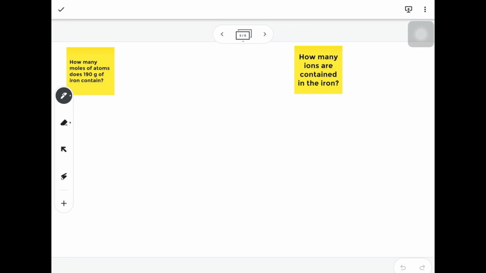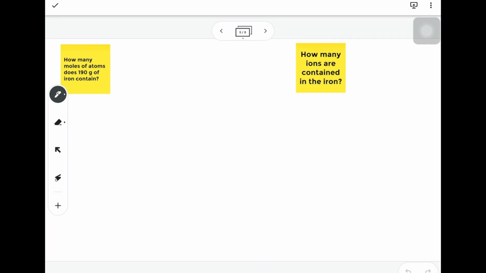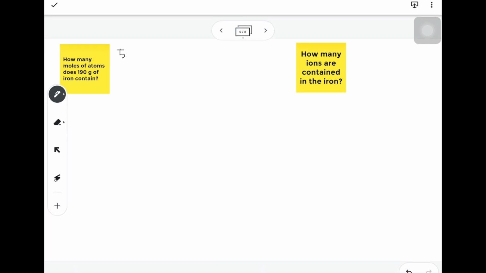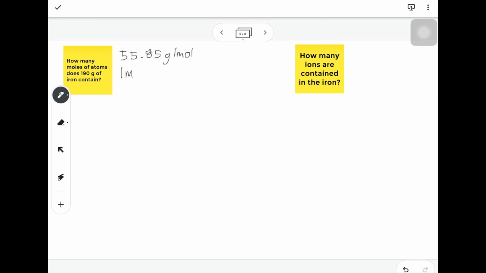For our practice problem, we have: how many moles of atoms does 190 grams of iron contain? So, the molar mass of iron is 55.85 grams per mole. For this problem, you can use 2 unit factors, either 1 mole of Fe or iron over 55.85 grams of iron, or 55.85 grams of iron over 1 mole of iron. The unit factor we will be using is 1 mole of iron over 55.85 grams of iron.